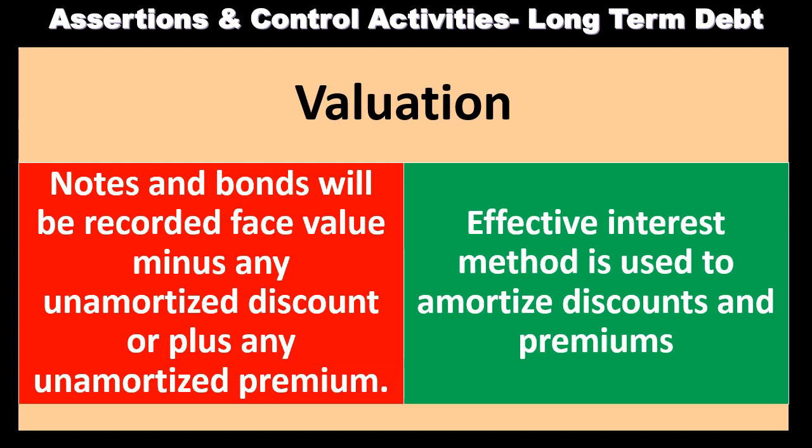And you'll recall that the discount and premium just means that when we sold the bond, we sold it at some other rate than the market rate, resulting in a discount or premium. If we sold something for more than the face amount of the bond, we sold it at a premium. If we sold it for less than the face amount of the bond, we sold it at a discount.